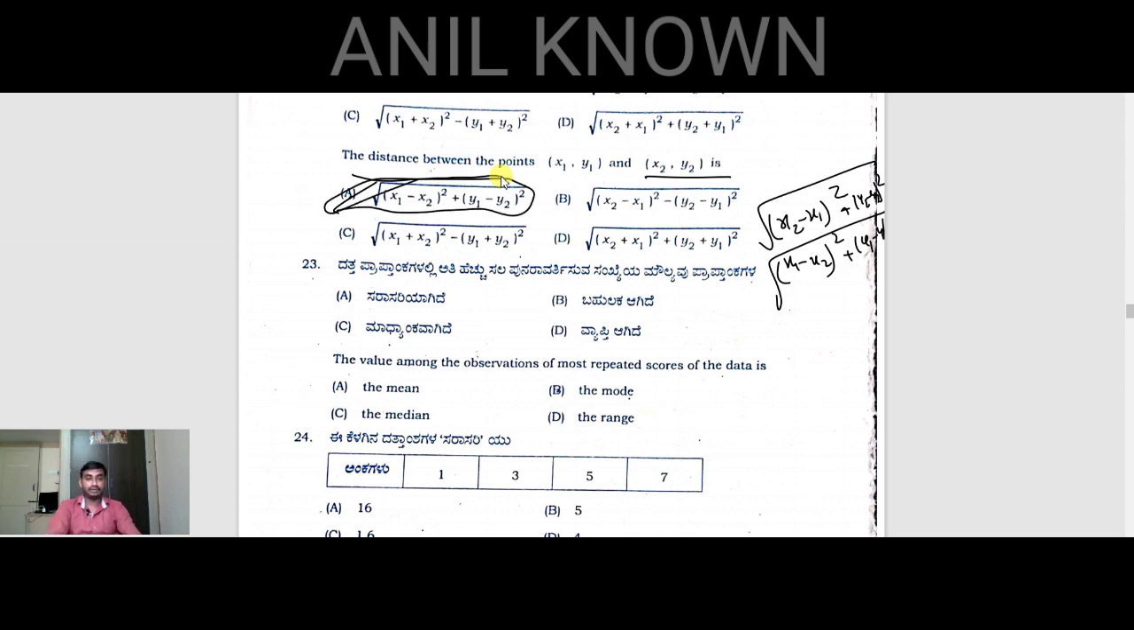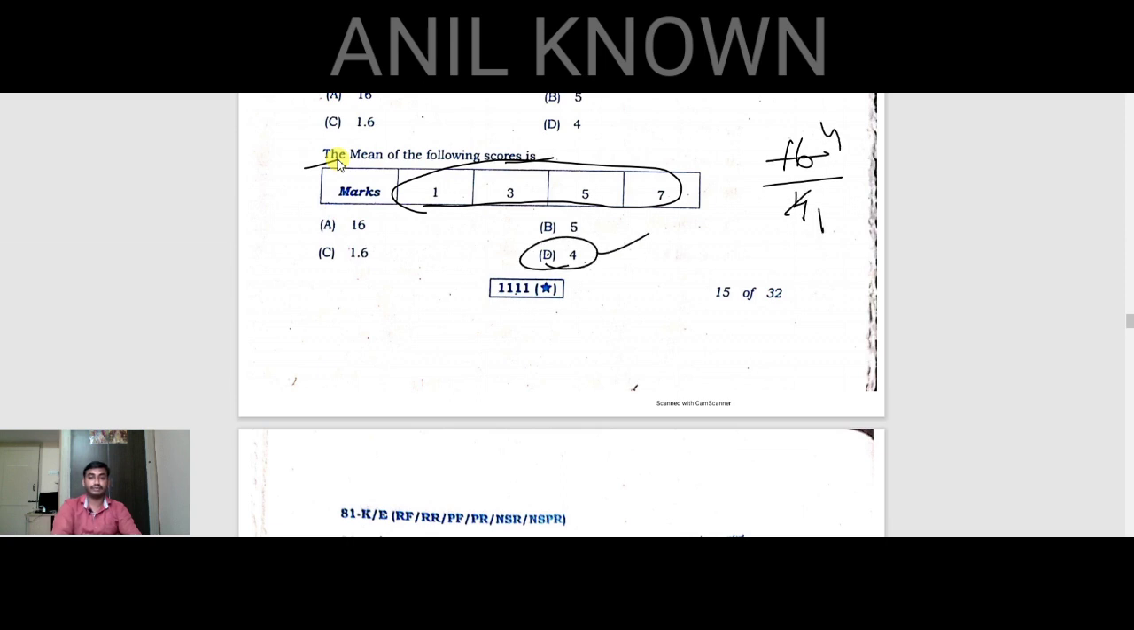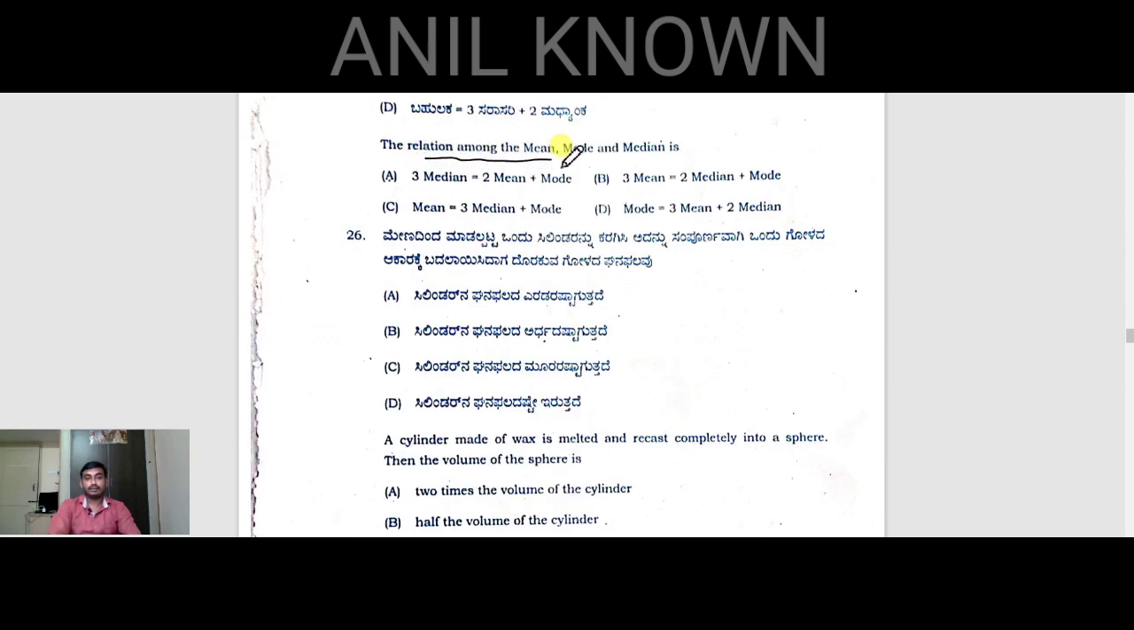The value among the observations of most repeated scores, the most repeated score of a data is the mode. Therefore, option B, mode, is the answer. Next question: the mean of the following scores is, very simple, you have to add the marks given: 1, 3, 5, 7, that is 4 plus 5 is 9, 9 plus 7 is 16. There are 4 observations, therefore divided by 4, 4 fours are 16, that is option D, 4 is the solution.